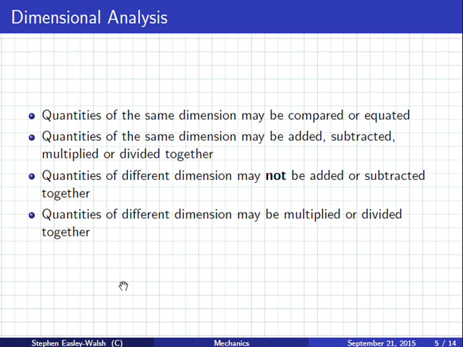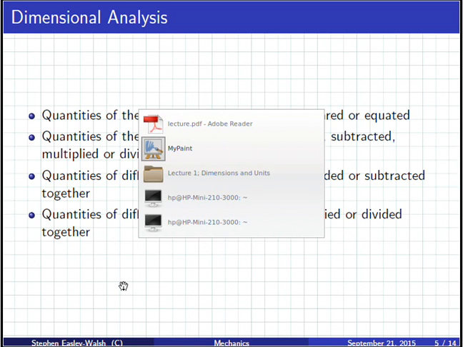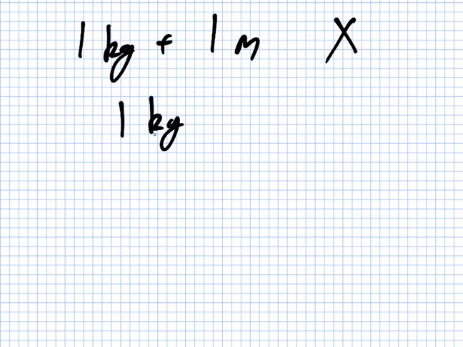But what is interesting is if they're different, you can still multiply them or divide them, which might seem strange. So for example, here, 1 kilogram plus 1 meter, that's wrong. But 1 kilogram divided by 1 meter, that's actually okay. So with multiplying and dividing, you can really do anything. The only limit is on the adding or the subtracting. They must be the same.